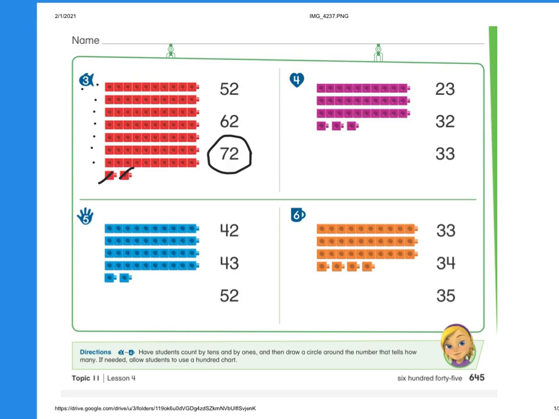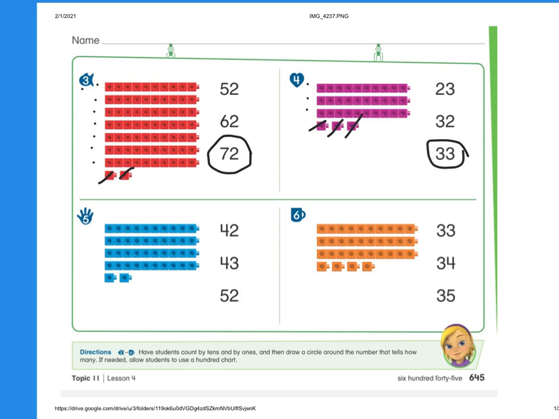Go to number 4. Same way, same strategy. 10, 20, 30. Then we're going to count from 30. 31, 32, 33. 33 is a 3 and a 3. Go ahead and circle that.